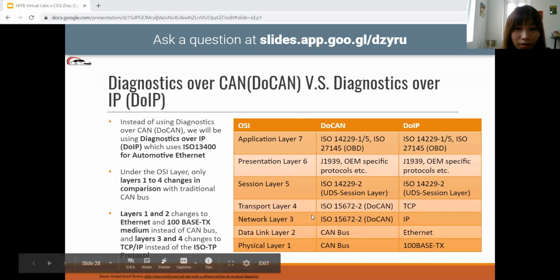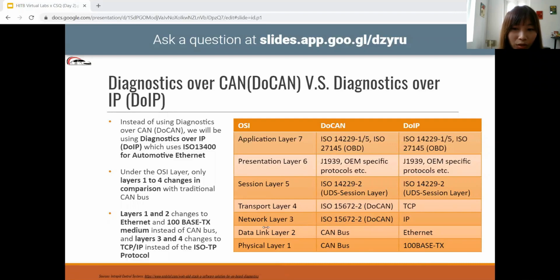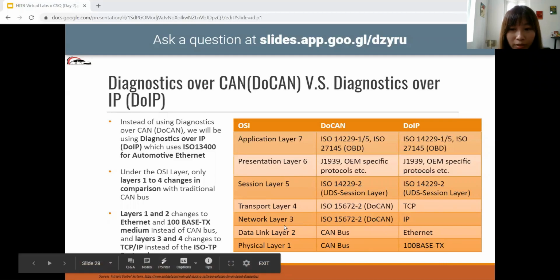So under the OSI layer, I have a short summary table over here. You can see that in comparison to CAN bus, layer 1 and layer 2 actually get CAN bus. And for DoIP, it's your 100BASE-TX or your 1000BASE-TX in Ethernet. And then layers 3 and 4 are basically ISO 15765-2. Your DoCAN itself is your ISO-TP protocol.